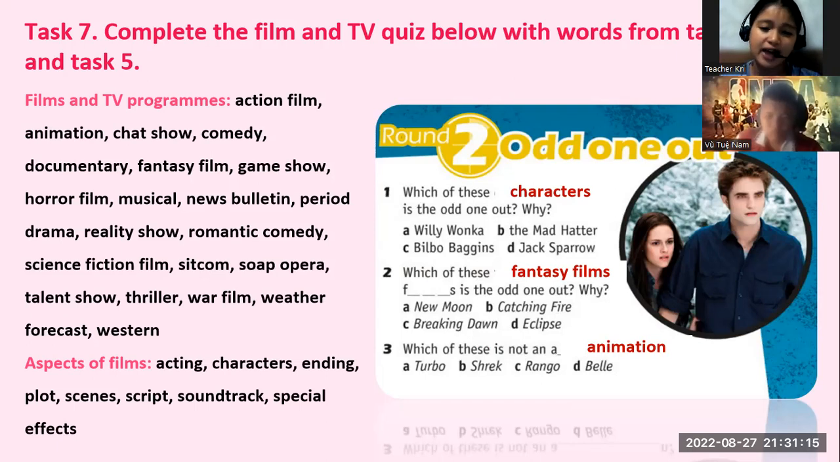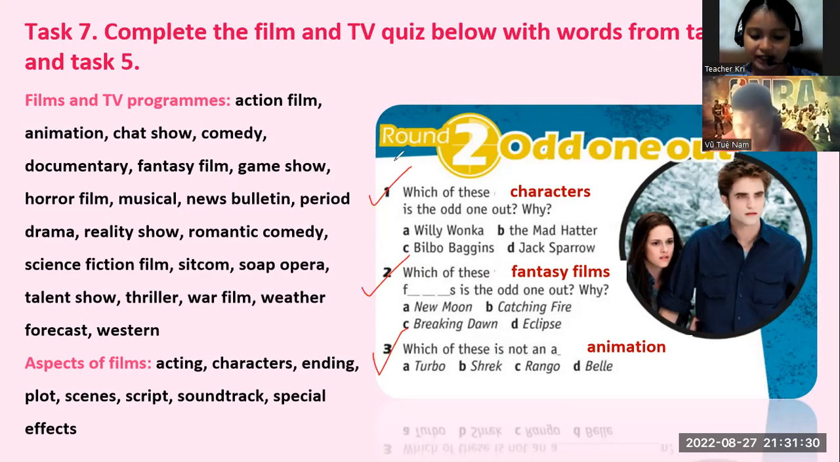Okay, is it letter A, Willy Wonka? Letter B, the Mad Hatter? Letter C, Bilbo Baggins? Or letter D, Jack Sparrow? Okay, what is your answer? Is it letter A? Yes. Okay, so your answer for number one is letter A.